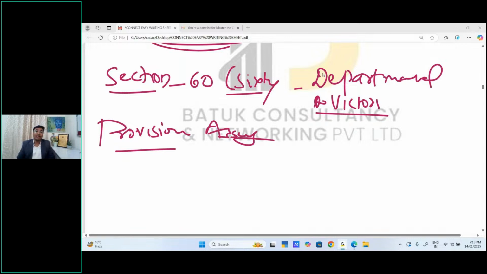47, 4 plus 7 is equal to 11. If the taxpayer has not filed the return by 10 or the taxpayer is going to file the return by 11, in such a scenario late fees will be there. Section 48 not relevant because it is related to the GST practitioners. Section 49, payment mechanism defined.